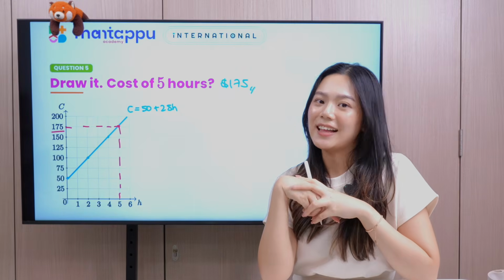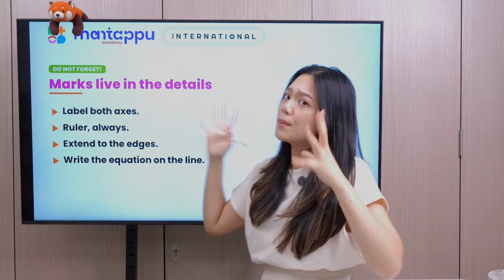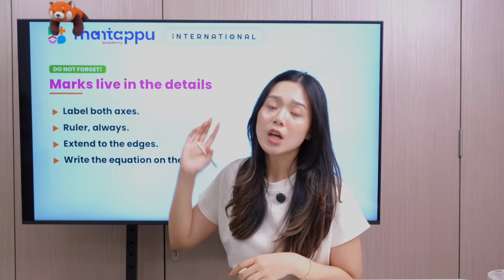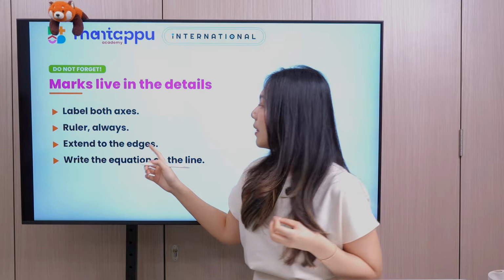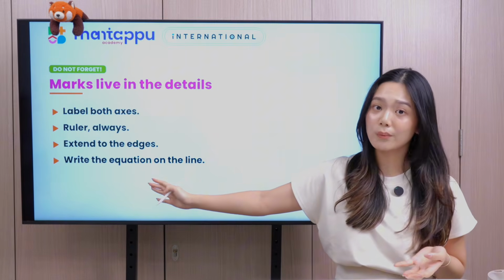That is our final answer. So those are the questions for today. Don't forget, guys, the marks live in the details. So when you solve your questions, don't forget you should always label both axes. Use a ruler because we want a straight line, and then extend your line to the edges, and finally label your line with the equation.